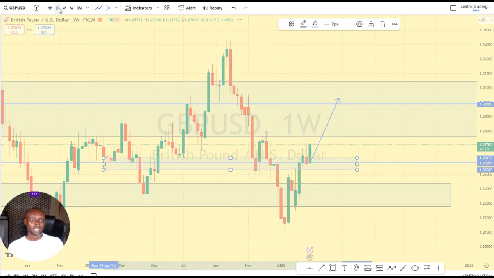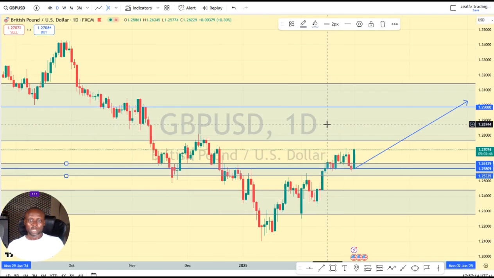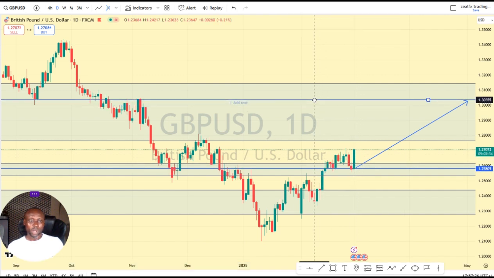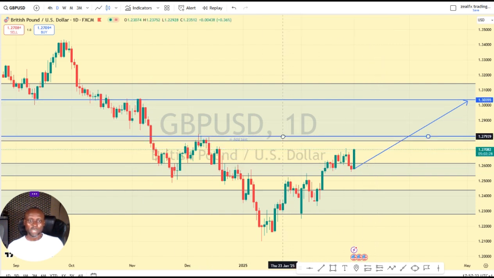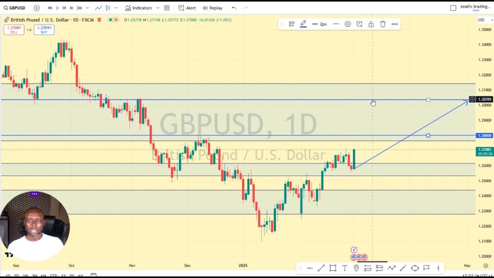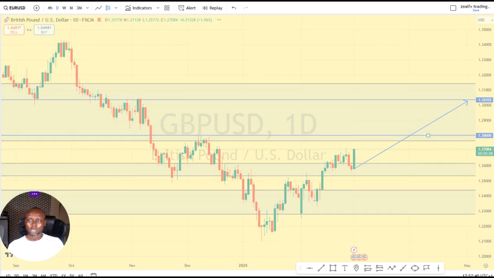So let's look at the British pounds USD daily chart. British pounds USD on the daily chart has an uptrend structure, which is we have a lower low, higher low, higher low, higher low. So long as we have this uptrend structure, we expect the British pounds USD to buy to our next weekly resistance level. So we're looking for a buying opportunity on the British pounds USD with our first target at this level and our second target at this next weekly resistance level. So that is all for the British pounds USD.